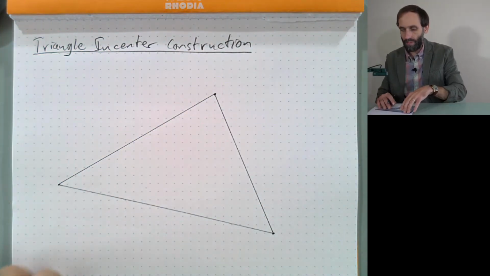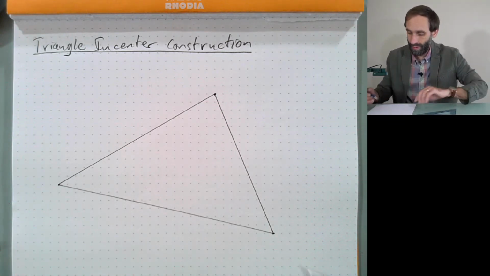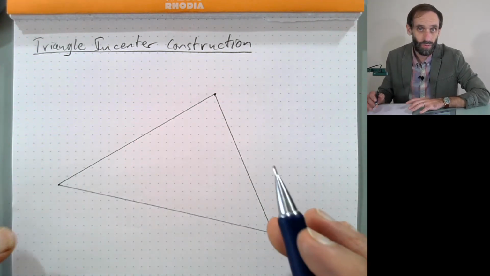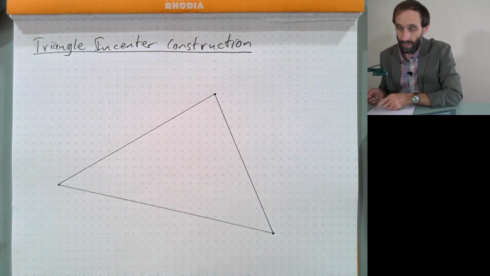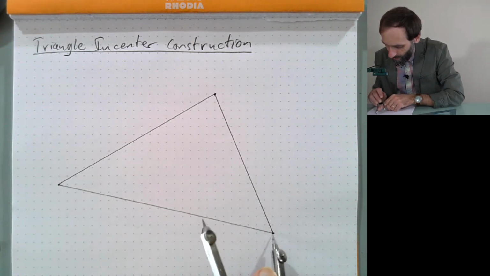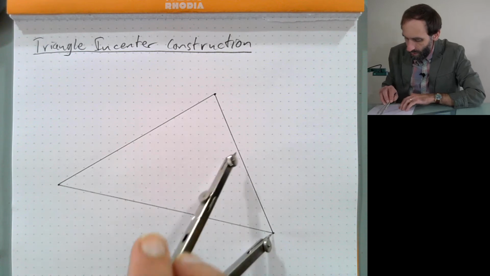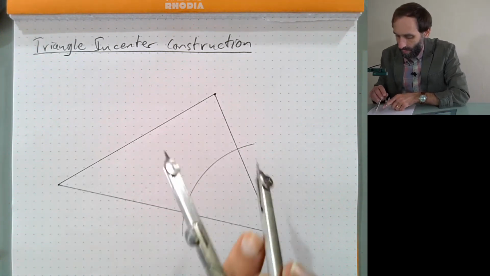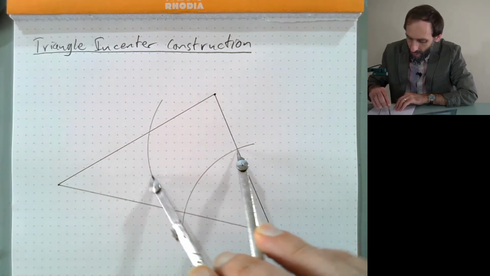Okay, so there's my triangle, and in order to construct the incenter of a triangle, I need to bisect all 3 angles of the triangle. So I'm going to do the angle bisector construction 3 times. I'll go ahead and start with this angle right down here. Now, if you recall, the first step in bisecting an angle is to draw an arc with the compass centered at the point of the angle that goes across the 2 lines like this. And then we put the compass at those 2 intersection points and we draw 2 more lines.